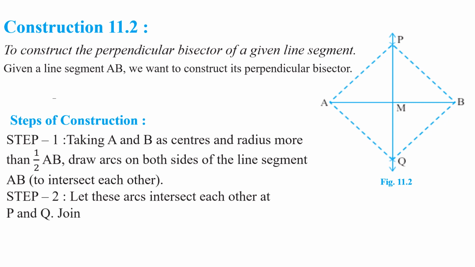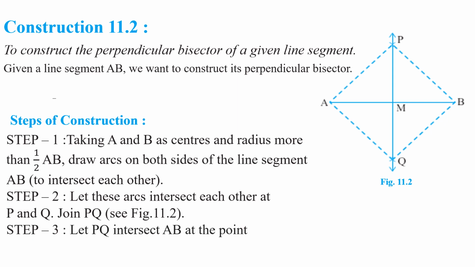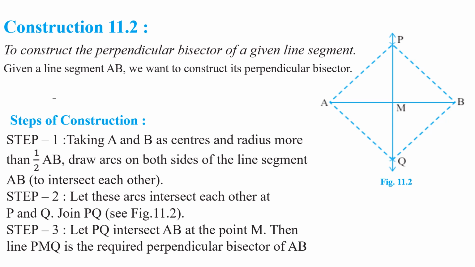They are intersecting at the points P and Q. Now join these two points P and Q. Observe figure 11.2. Step 3. Let PQ intersect AB at the point M. Then the line PMQ is the required perpendicular bisector of AB. Understood these steps of construction?